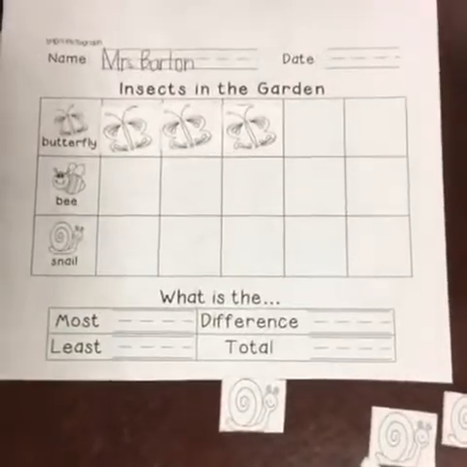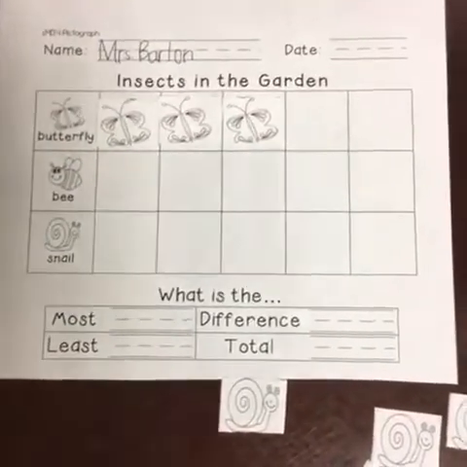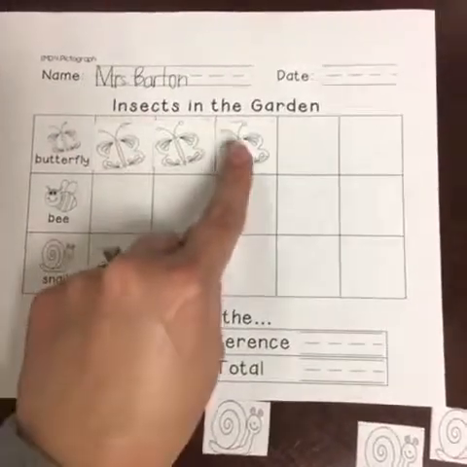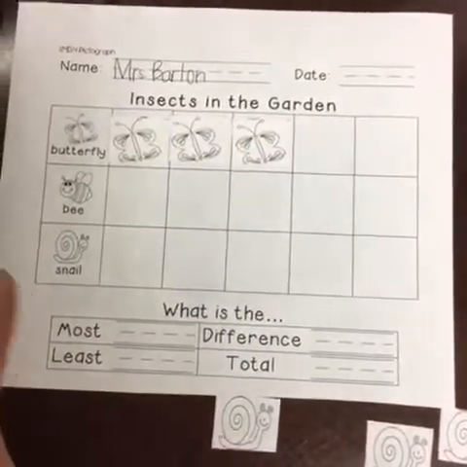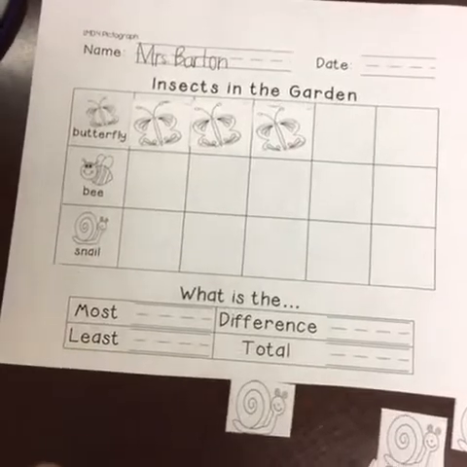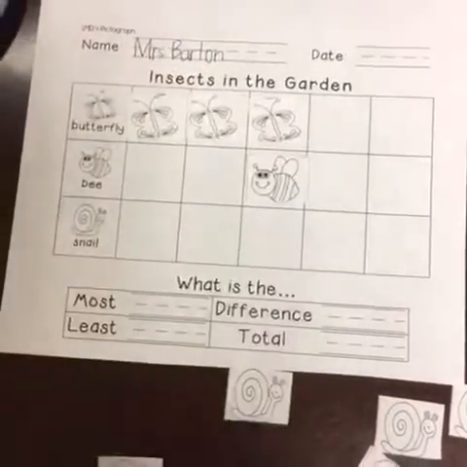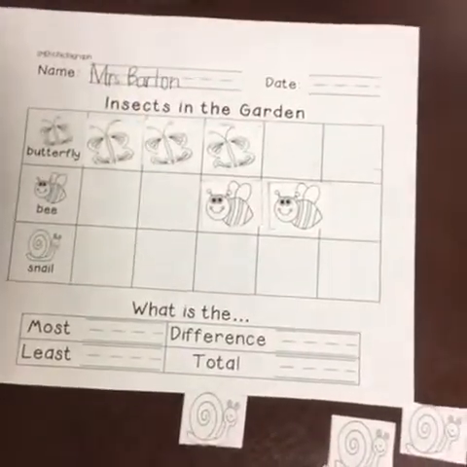So how many butterflies do I have? Now remember, do I count the key? No. So I have 1, 2, 3 butterflies. Now I'm going to go to bees. Here's one bee. Now, can I put it right here, like this? Can I do that? Yes!